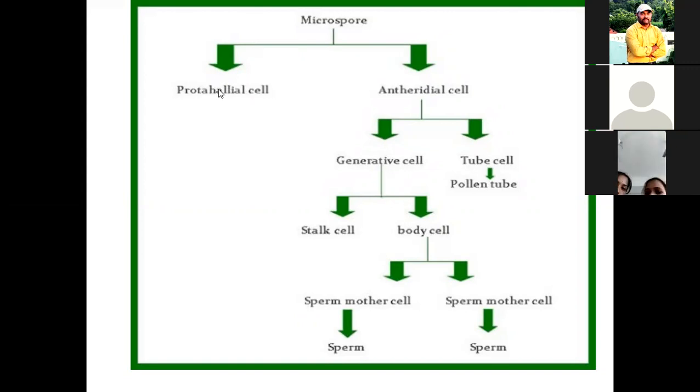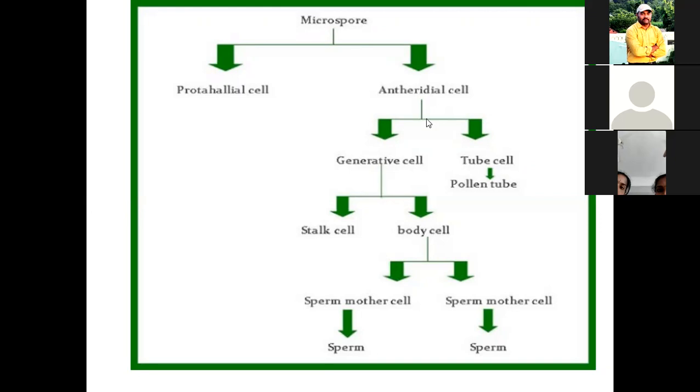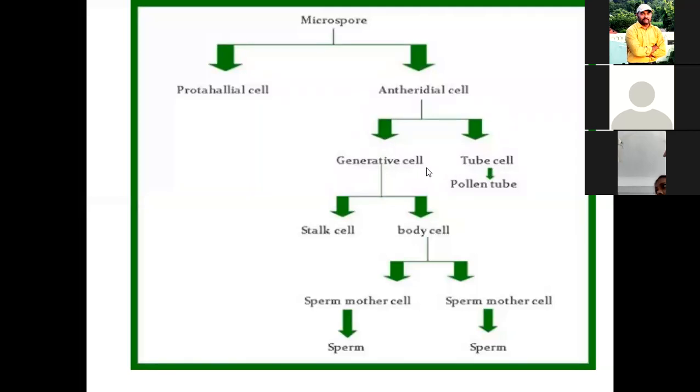The prothalial cell cannot participate in further divisions. Again, the antheridial cell participates in mitotic division to produce prothalial cell 2 and an antheridial cell. Again, the antheridial cell participates in mitotic division to form the generative cell and tube cell.